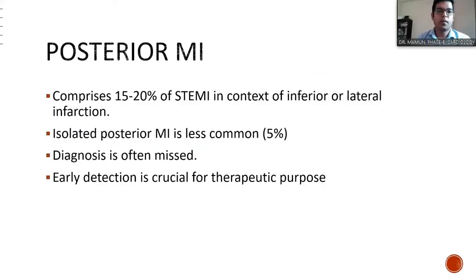Some key points about posterior MI: it is quite common in the context of inferior and lateral infarction, and less common, about 5%, as true or isolated posterior MI. Diagnosis is often missed as the 12-lead surface ECG lacks any direct posterior leads. So early detection is very important for therapeutic purposes, because if we diagnose posterior MI within the time frame of 12 hours of chest pain, then we can undertake an immediate reperfusion strategy like thrombolytics or primary PCI.